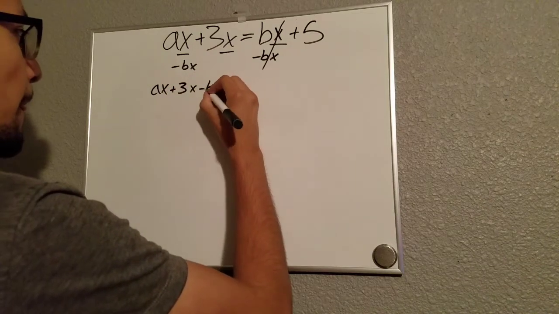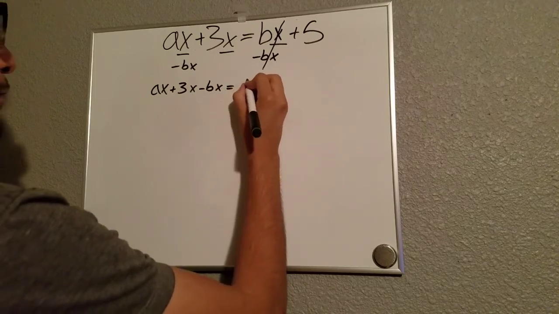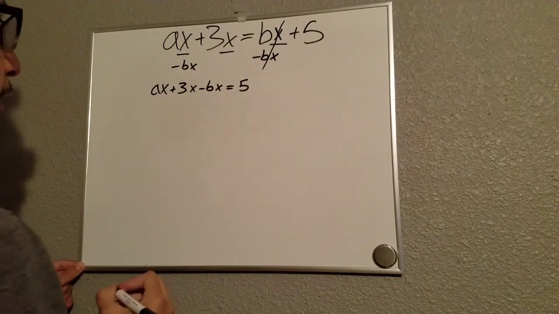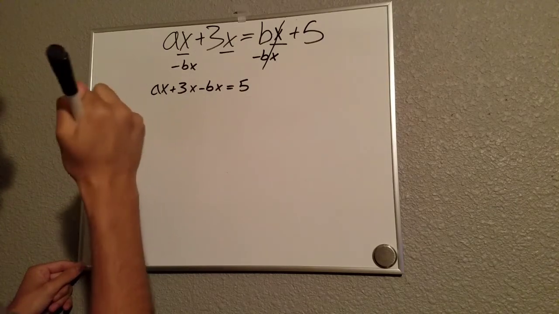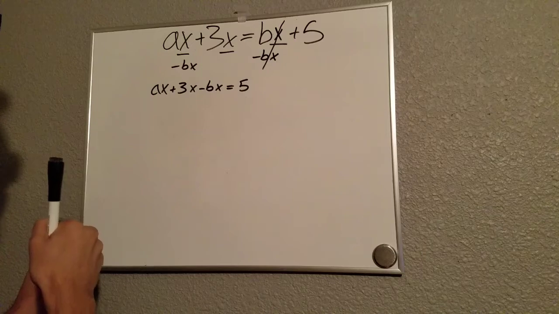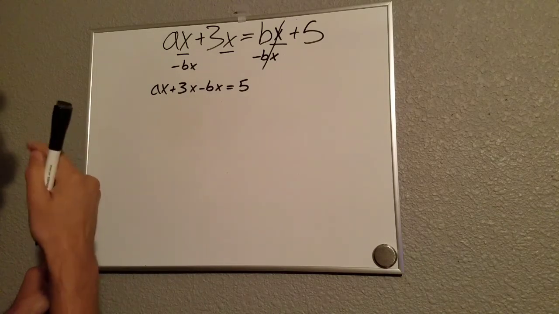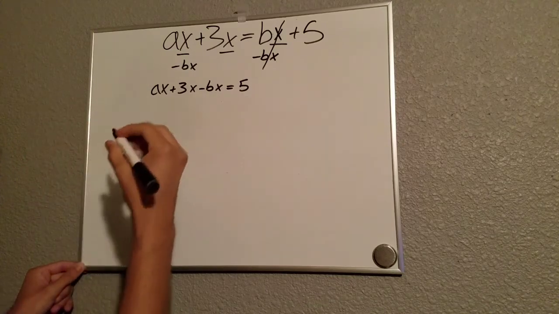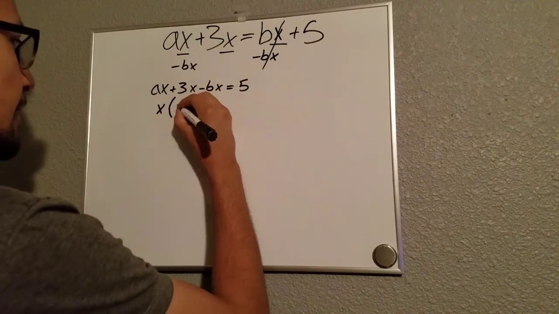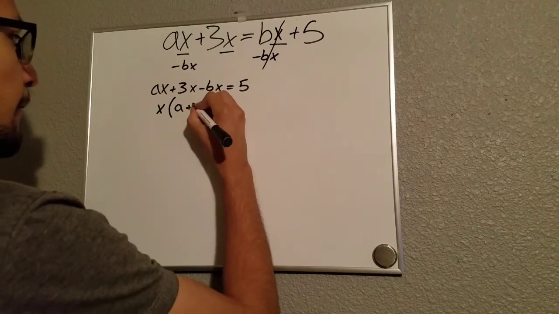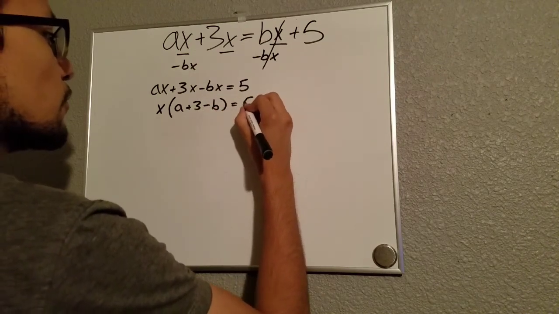8x plus 3x minus bx, because we moved it to the other side, equals 5. And then after this we have to get x by itself. But we can't divide by x. But what I can do is factor it out. So if I leave x by itself and add parentheses, 8 plus 3 minus b equals 5.